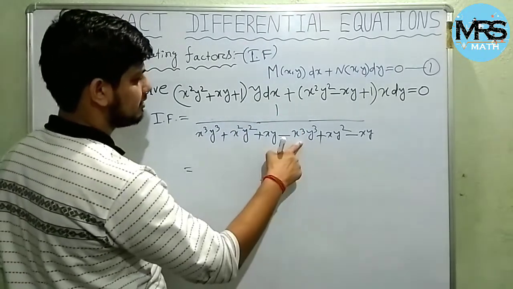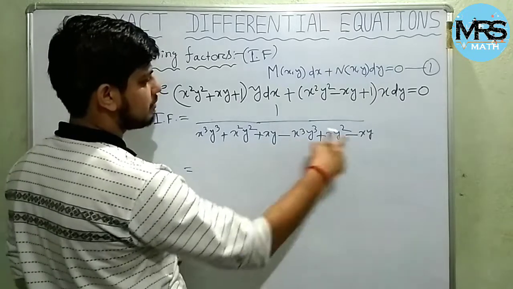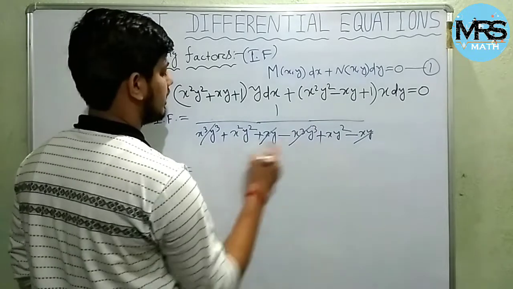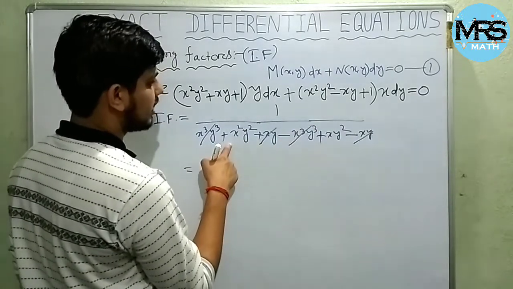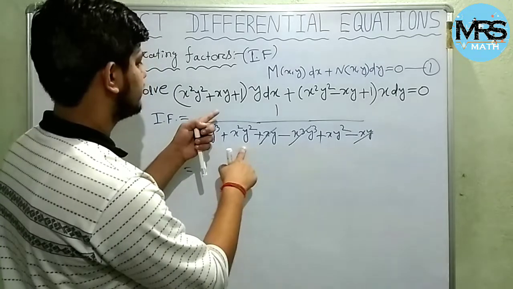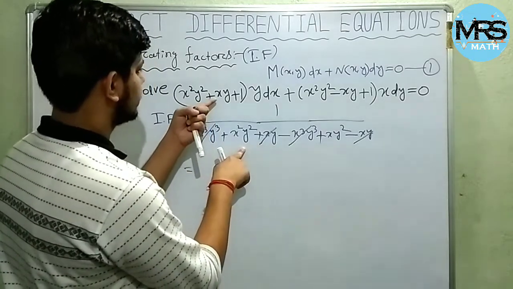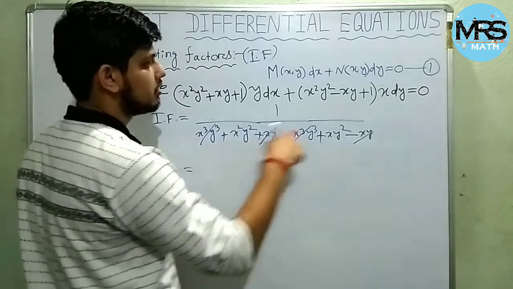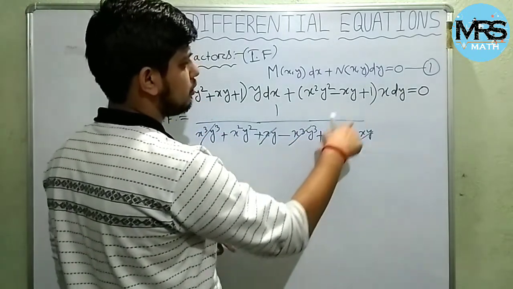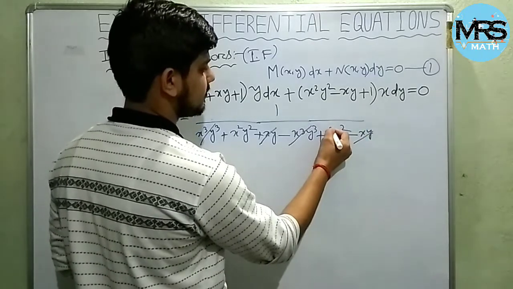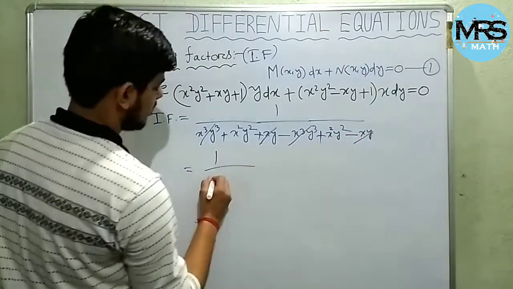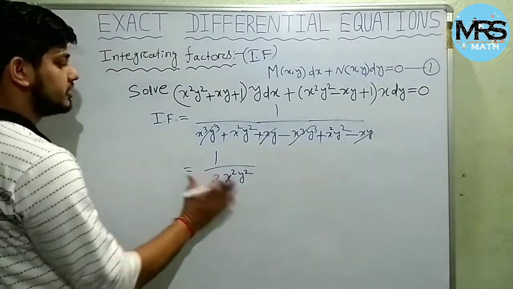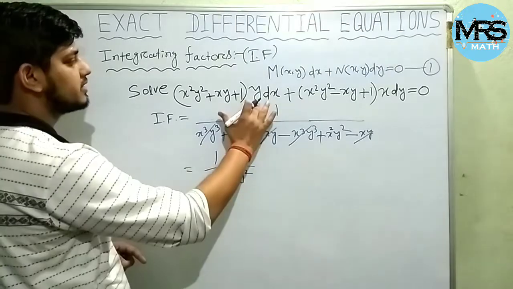So x cube y cube will cancel. Plus xy minus xy will cancel. Now the remaining term is x square y square. Some mistake I did, I think, because here you will multiply x, so x square y square is there. Here we will multiply y, so y square x square is there. So x square y square, so it will become 2x square y square. So this will be the integrating factor for this equation.